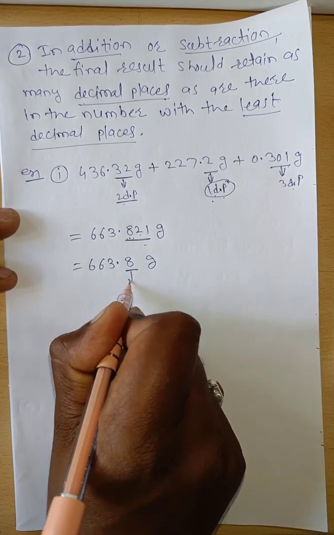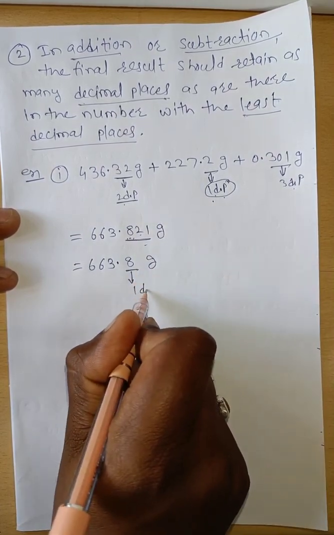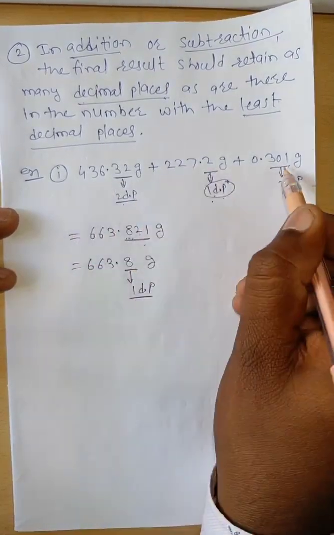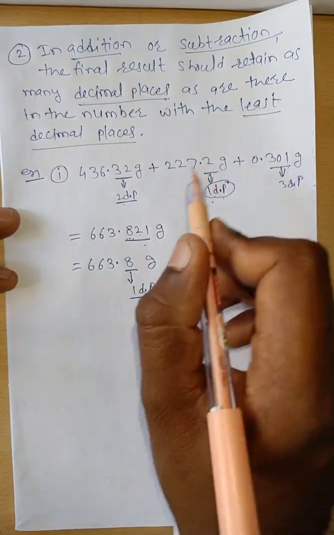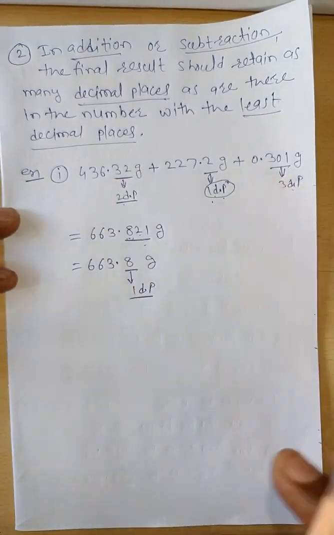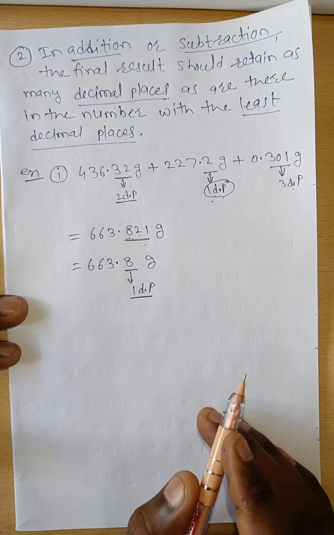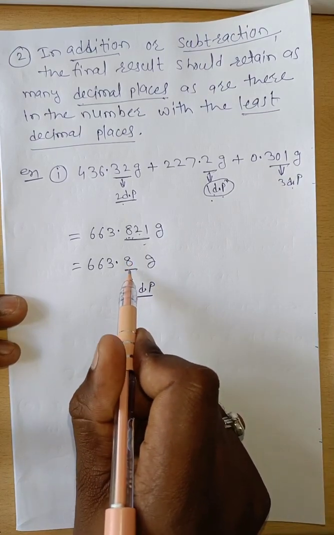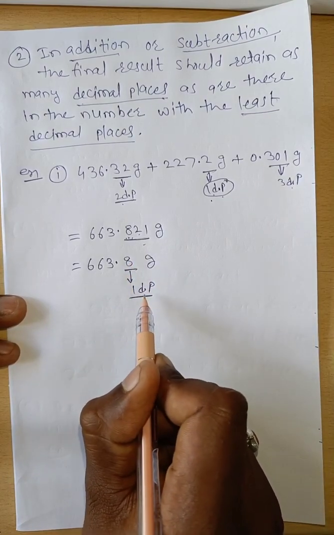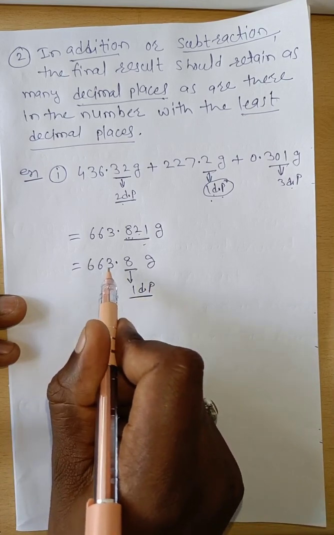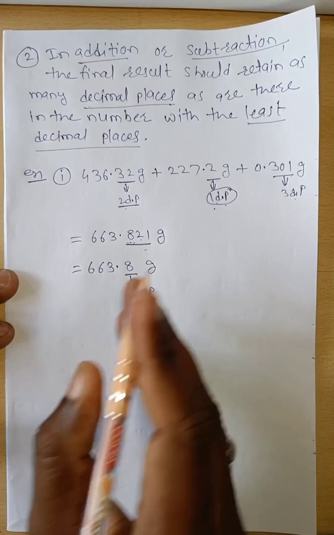In that case the answer should be in one decimal place. When we perform addition or subtraction, we have to observe the decimal places. Then the answer should have the least decimal places, that is one decimal place. Therefore the answer is 663.8 grams.